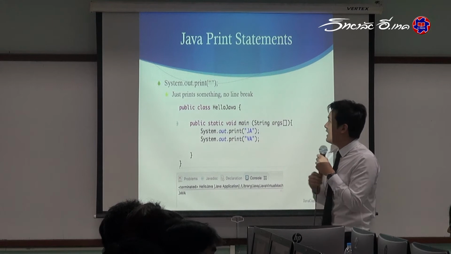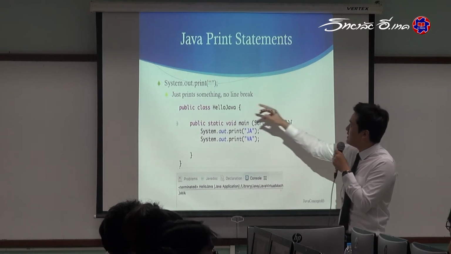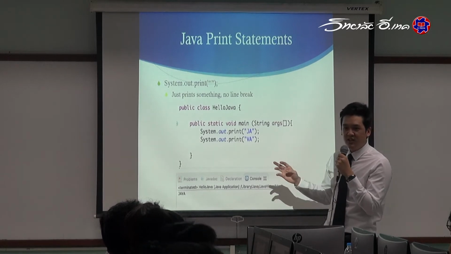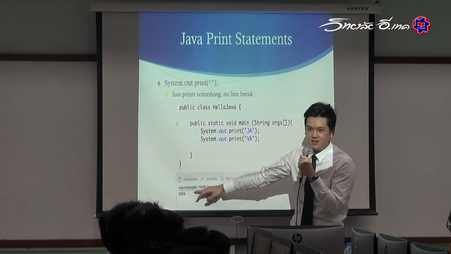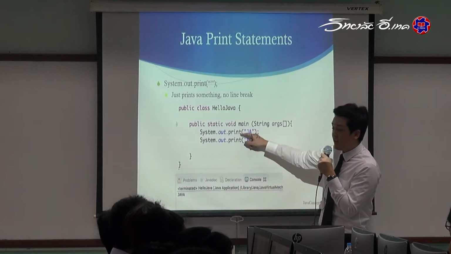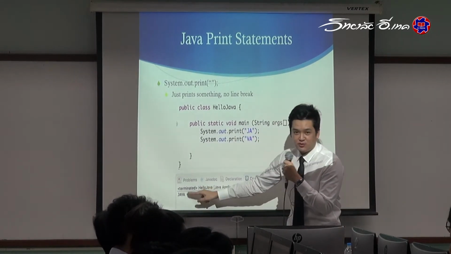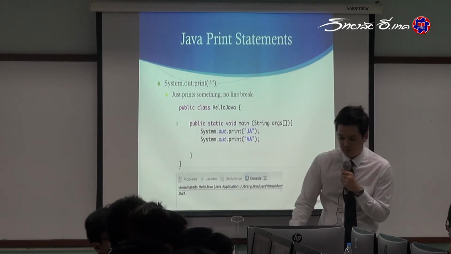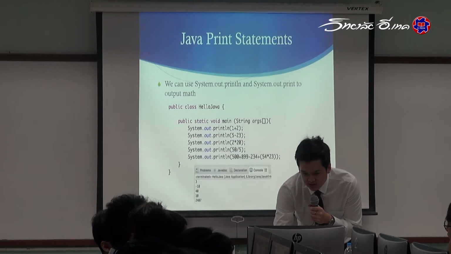Okay, and then we also saw system.out.print, which is different because there's no line break, remember? If this was ln and ln, it would be on different lines. Right now, it doesn't create a line break. We saw that last week. You could check the slides again.